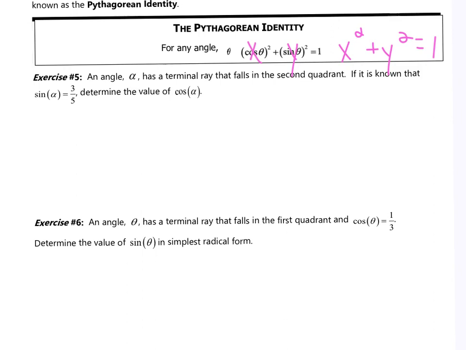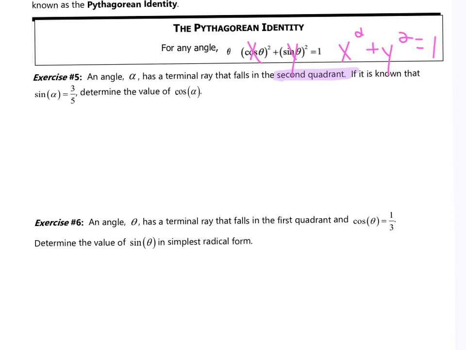It sort of looks like an A or part of an infinity sign. I don't know, but that's alpha. All right, an angle alpha has a terminal ray that falls in the second quadrant. Now, this is the only thing that's going to be slightly different here. This piece of information is going to be important, really not till the end, but it is important, so get in the habit of highlighting it. If it is known that the sine of alpha equals 3/5, determine the value of the cosine.